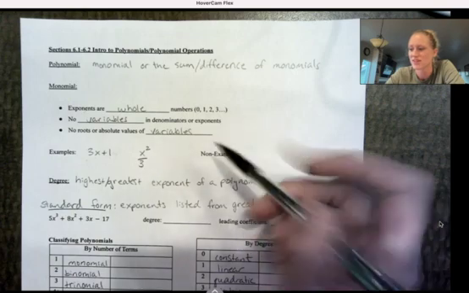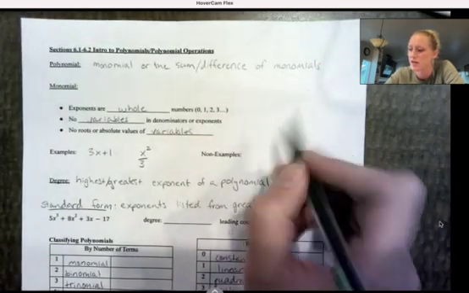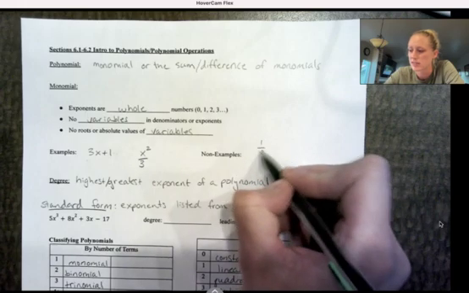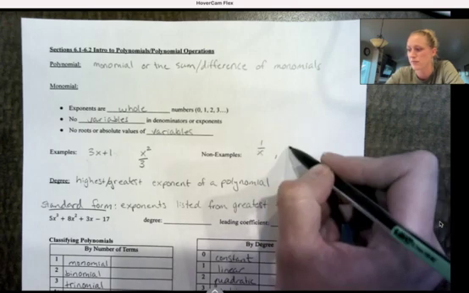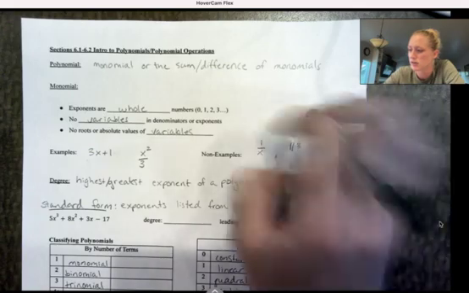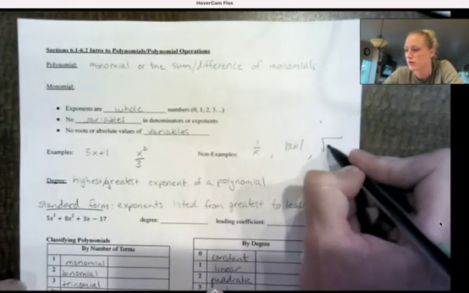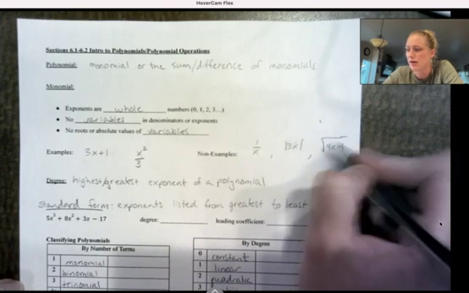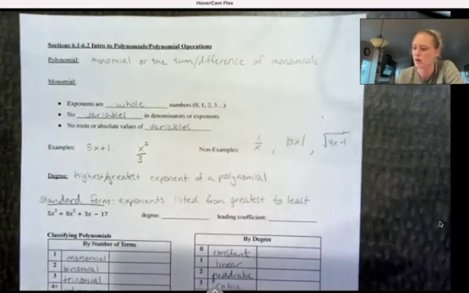Non-examples are things that fail these. For example, if I have 1 over x, so I have a variable in the denominator, that is not a polynomial or a monomial. Absolute value of 3x, I don't know why I did double bars there, sorry you guys. Absolute value of 3x, so I cannot have absolute value of that. Or the radical, where I have variables underneath. None of those are examples of a monomial.